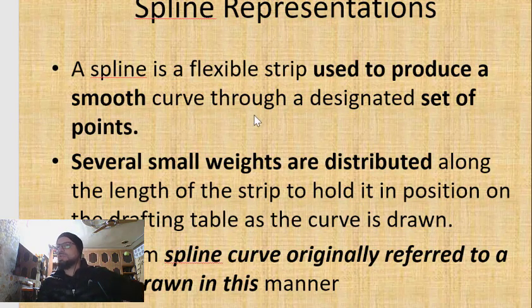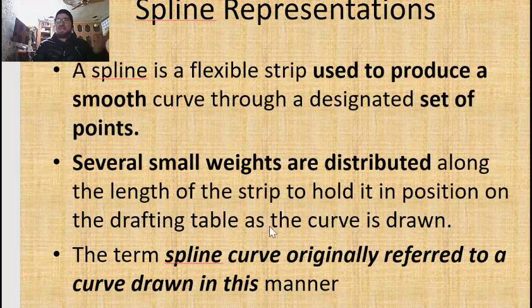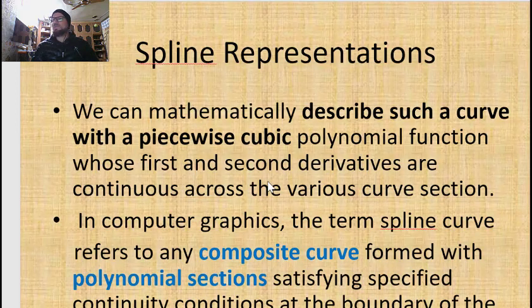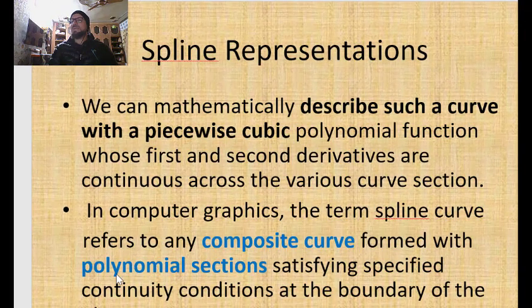So in totality, the spline is like the stick of the broom, where you put up some weights and just make a curve. And the spline curve refers to drawing the curve like that, okay, like we do here. So how do we draw it mathematically? We describe such a curve with piecewise cubic polynomial functions, because we can have a three degree polynomial, that's why cubic polynomial, and we have the pieces, okay, whose first and second derivatives are continuous across the various curved sections, so that you can make continuity from one point to the other.